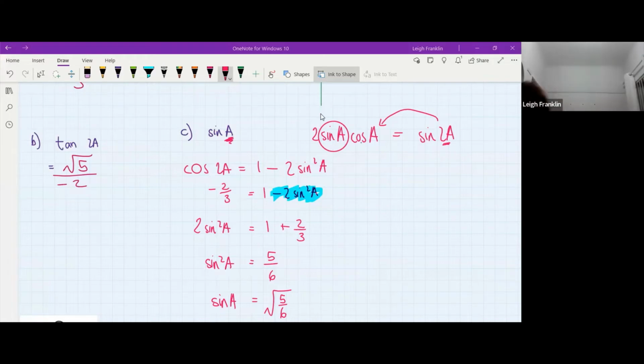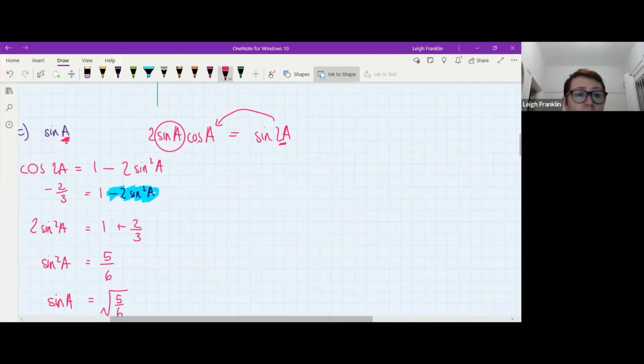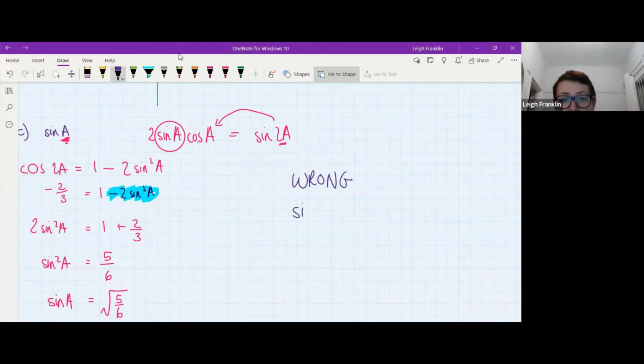Okay, Johannes, I just want to address something that you've said, which is a common mistake that a lot of people make. What I'm doing now is wrong, Matrix. That's why I'm talking to you about it. So let me write here that this is wrong. A lot of people think that sine A can be determined by taking sine 2A and dividing it by 2. Now that doesn't work.